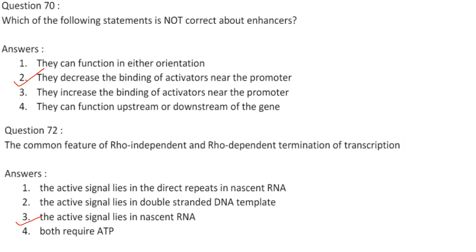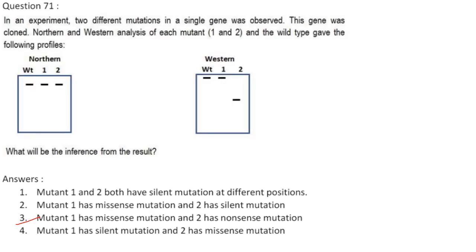In a rho-dependent process, rho protein locates and binds the signal sequence in the mRNA and signals for cleavage. In a rho-independent termination, the signal for termination is controlled by the specific sequences of RNA. So, answer is option 3. The active signal lies in nascent RNA. Answer is option 3. Then next one.